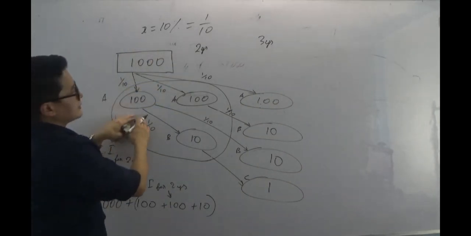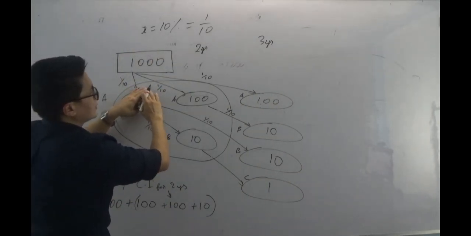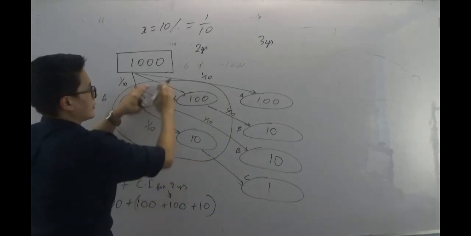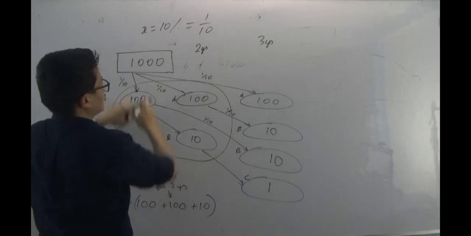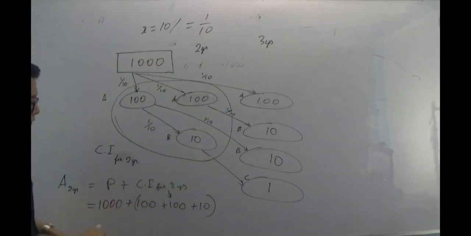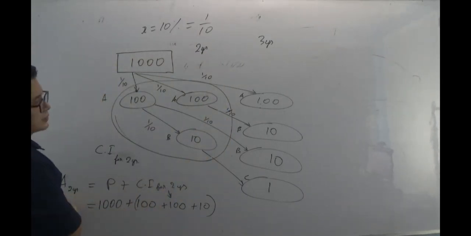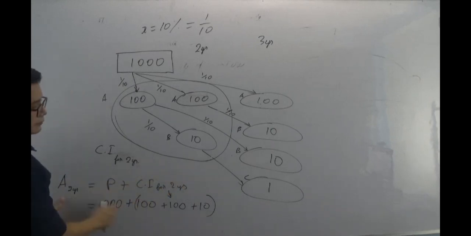So similarly, for the second year, the compound interest is this part. Amount for 2 years is the principal plus compound interest. So this is the amount for the second year.